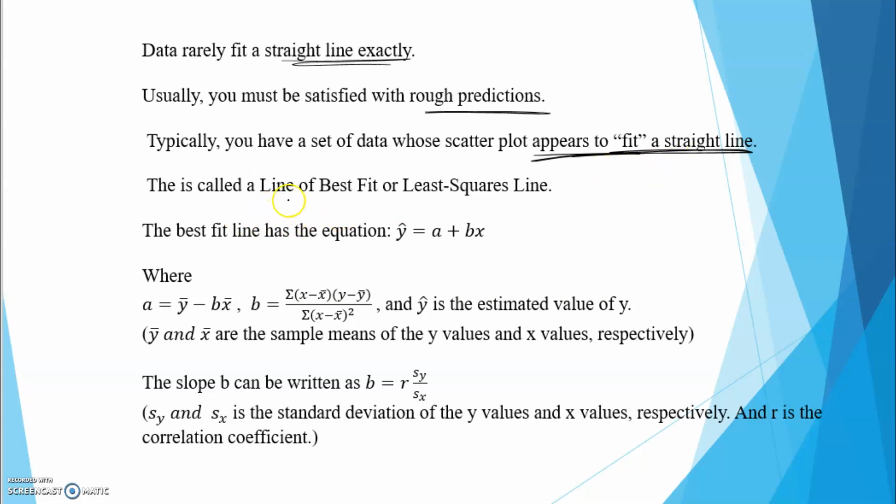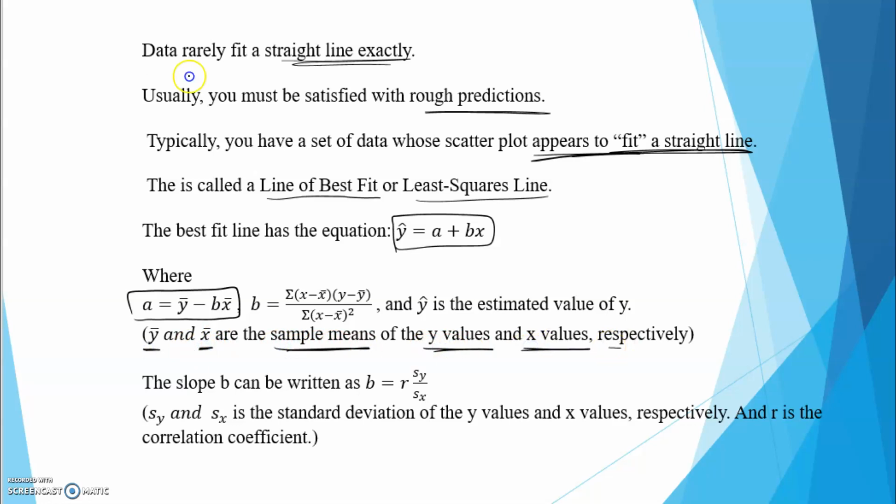So finding this line, that is the line of best fit or least squares line. And it has the equation y hat is equal to a plus bx, where a is equal to y bar minus b times x bar. Y bar and x bar are the sample means for the y values and the x values respectively.